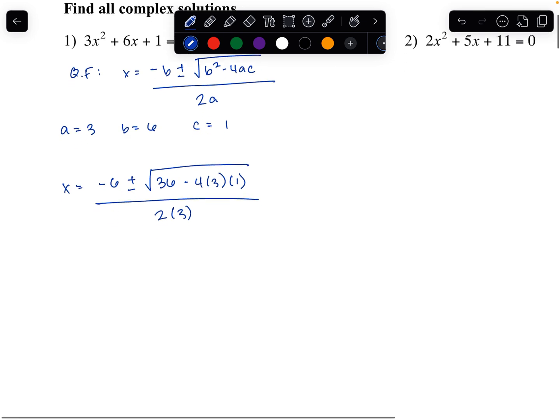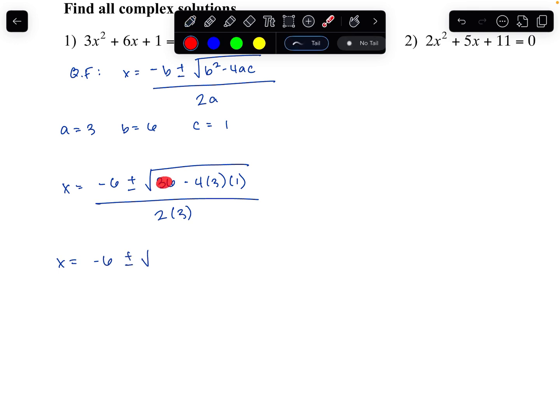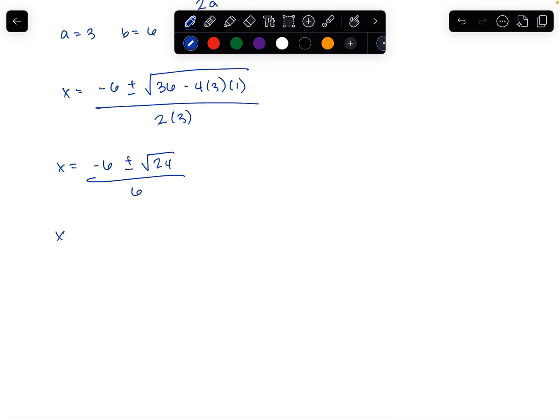Okay, and then we're just going to simplify. So we're going to say x is equal to negative 6 plus or minus the square root. Let's see, this is 36. This becomes 12. So 36 minus 12 is going to be 24, all over 6. Now, what you're going to want to do to simplify is to take both of these and divide them separately by 6. So negative 6 divided by 6 plus or minus square root of 24 divided by 6. So we split that up right there, and then we also want to do the square root of 24.